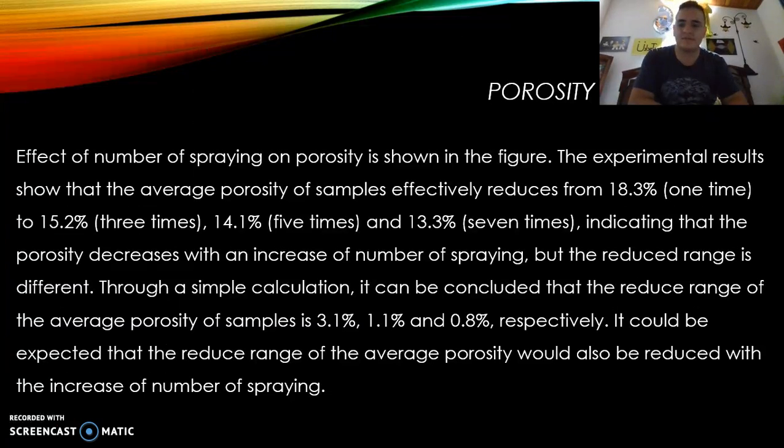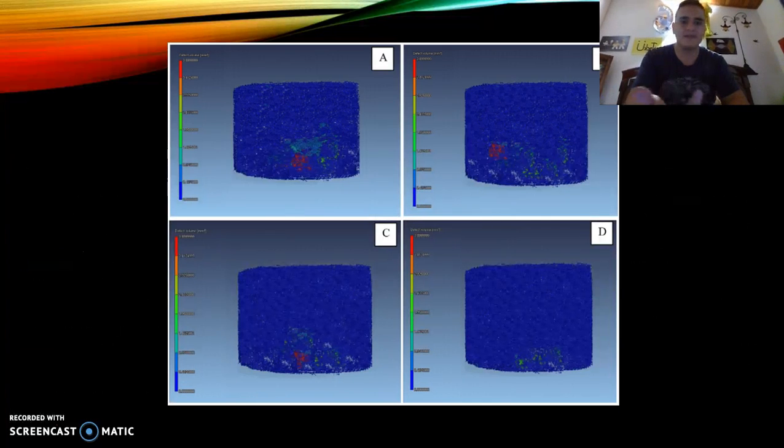The porosity of samples: the effect of the number of spraying on porosity is shown in the last graph. It shows the reduction from one time, three times, five times, and seven times. We can see the porosity in the red color.